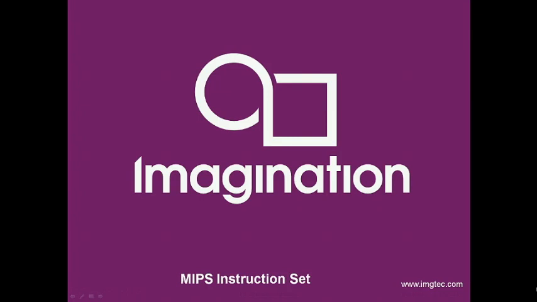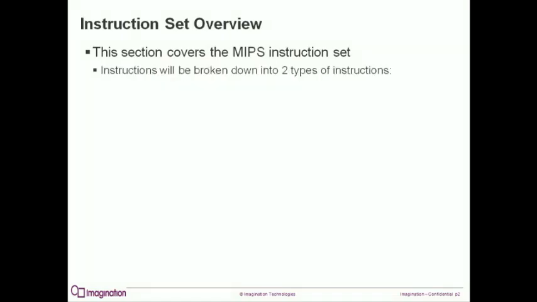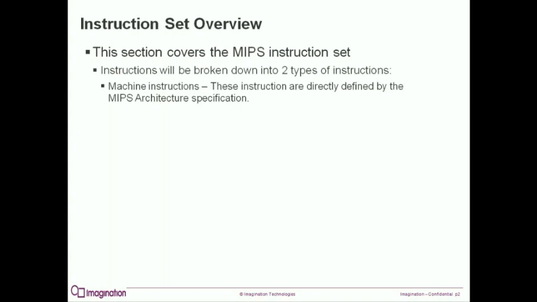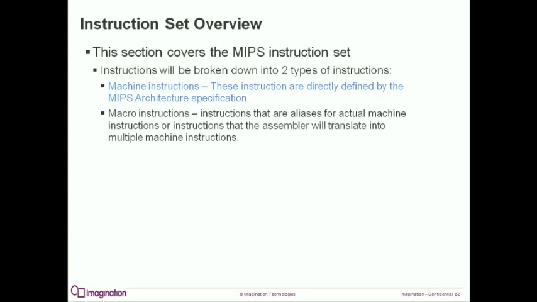This section covers the MIPS instruction set. I'm going to break down the instructions into two types. A machine instruction, which is directly defined in the MIPS architecture and has a one-to-one correspondence with a single instruction bit encoding. Most of these instructions are designed to execute in a single cycle as long as there are no data dependencies. Then there are macro instructions.